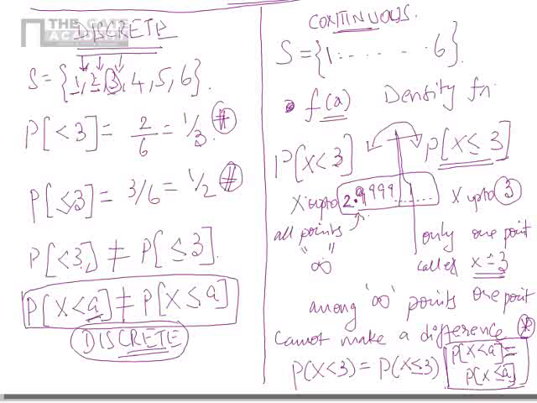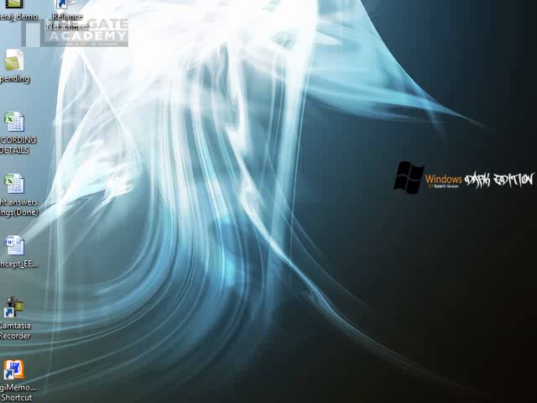So between x less than 3 and x less than or equal to 3, there is only 1 point difference among the infinite points, and among infinite points 1 point cannot make a difference. So in the continuous sense this is the same, whereas in the discrete sense they are different. Please remember, this is very, very important.